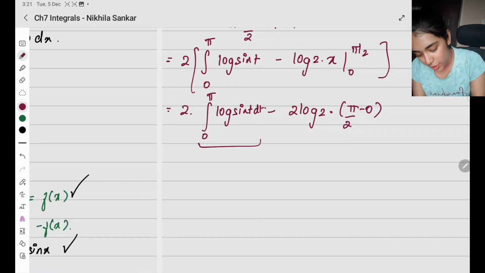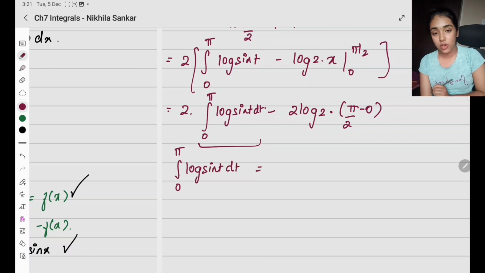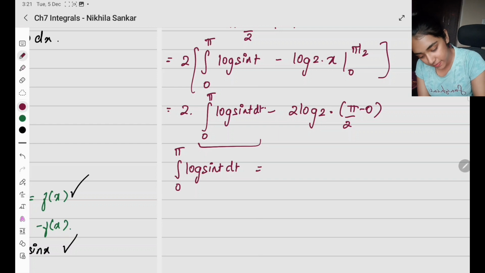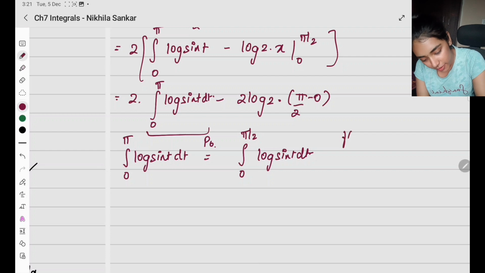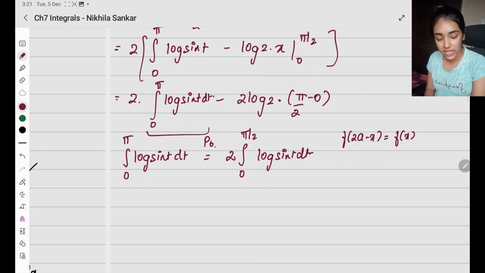So here you have integral 0 to pi times log sin t dt. According to property number 6, when I apply it, I have integral 0 to pi by 2 of log sin t dt. Let me try applying f of 2a minus x equals f of x. This is going to be 2 times integral 0 to pi by 2 of log sin t dt.